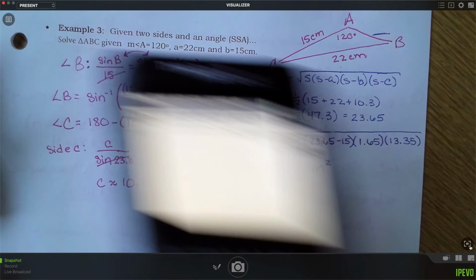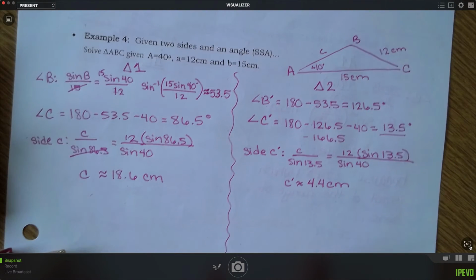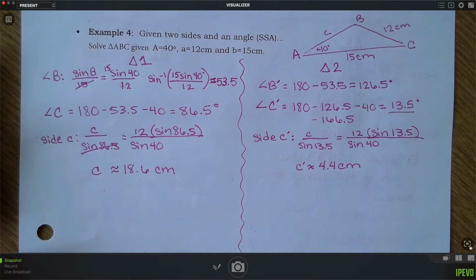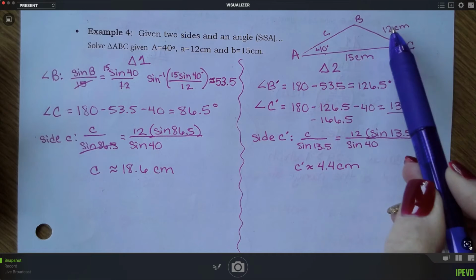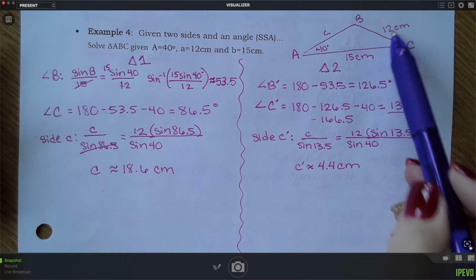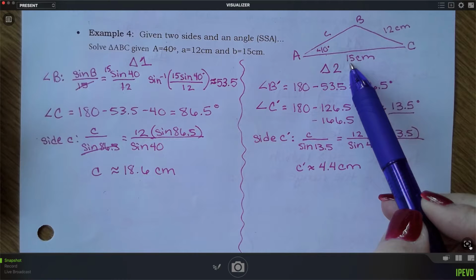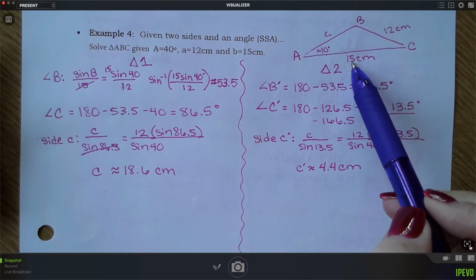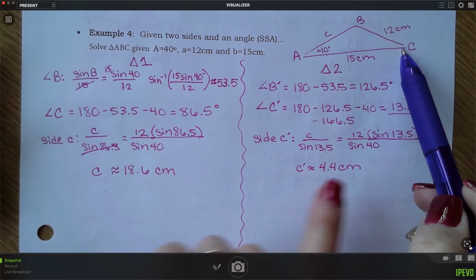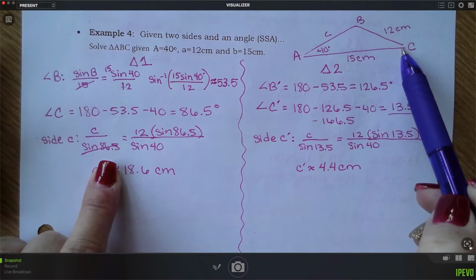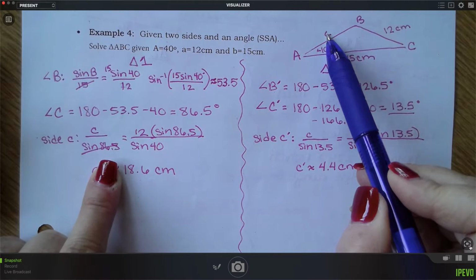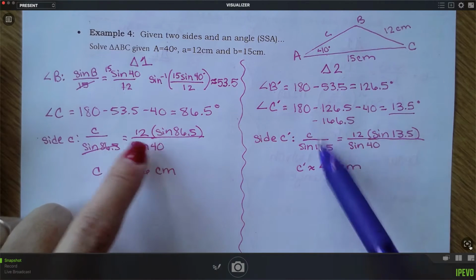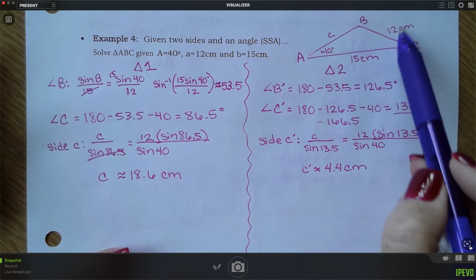Okay, so next example. How many areas do we have to find here? 2. This is important. Please pay attention. When I started, I had 15 and 12 given to me, yes? Okay. I'm going to use 12 and 15 because there's a different C for both, yes? You could also use 15, 40 and side C because there is a different side C for both. But you should not use this one.